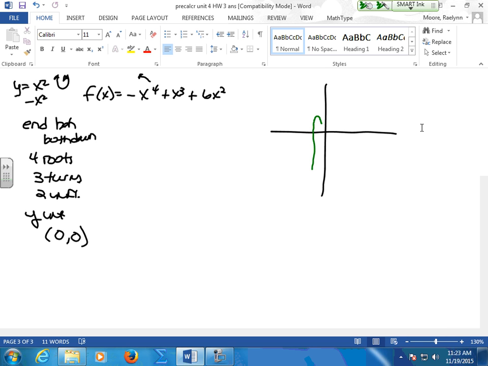And didn't we say that we should have 4 roots? 1, 2, 3, 4. There's a double in the middle. Didn't we say our ends would turn down? We would have 3 turns, 2 inflection points. Right? Okay. So let's label this. Let's find our exact intercepts.